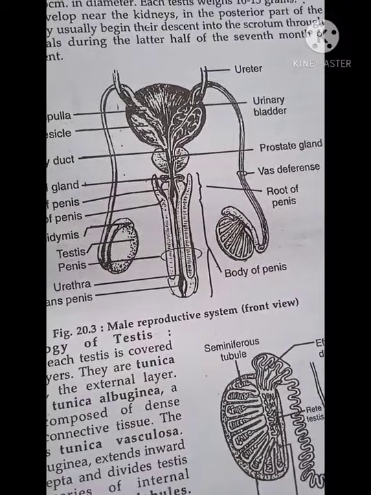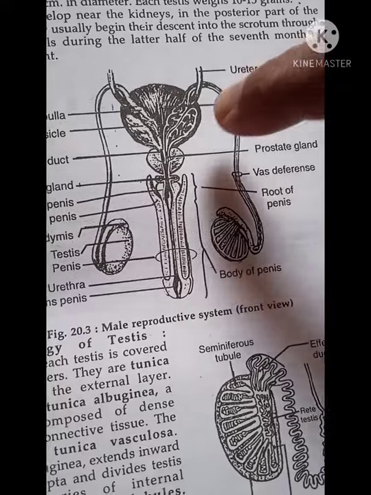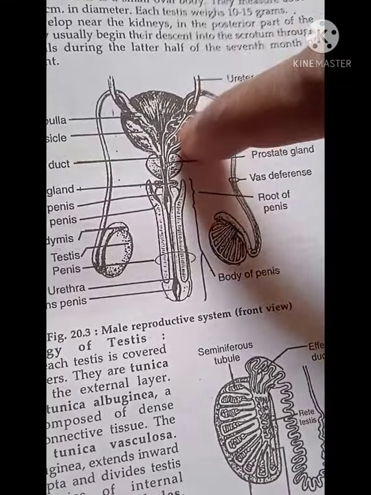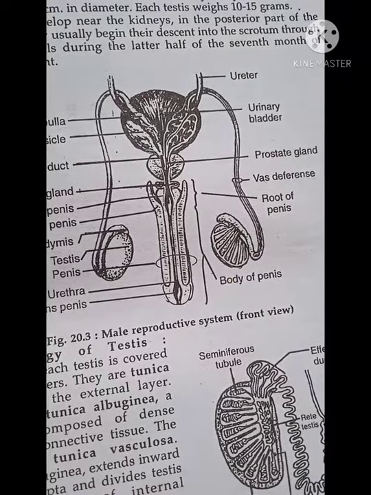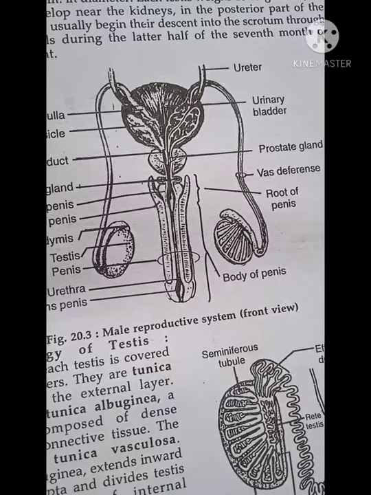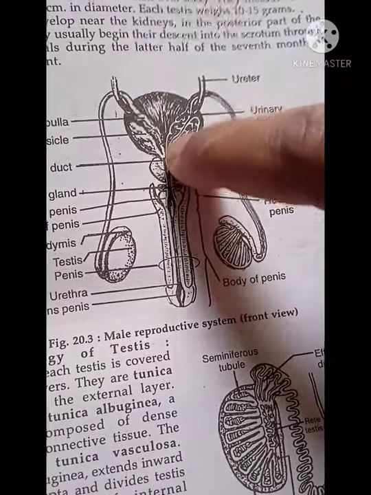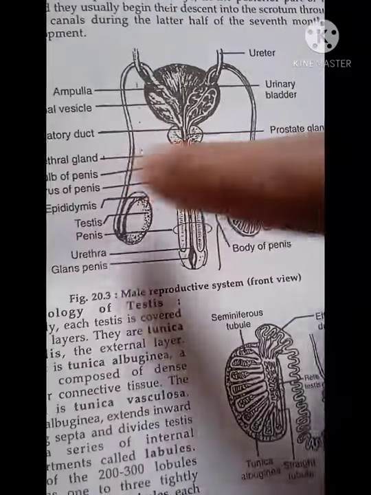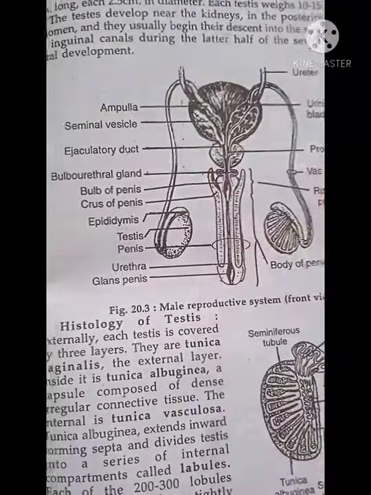They open into vasa deferentia. You see here, this is the vasa deferentia. These open by short duct and form a common ejaculatory duct. Here, the duct present is called the ejaculatory duct. You see here, this one, these are the ejaculatory ducts.